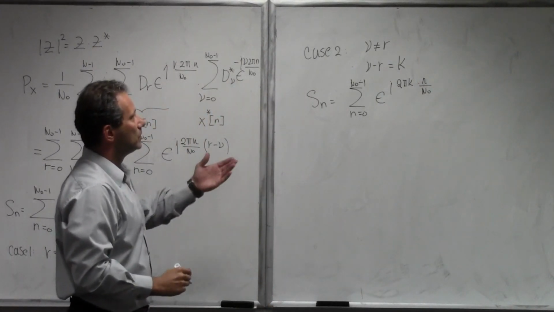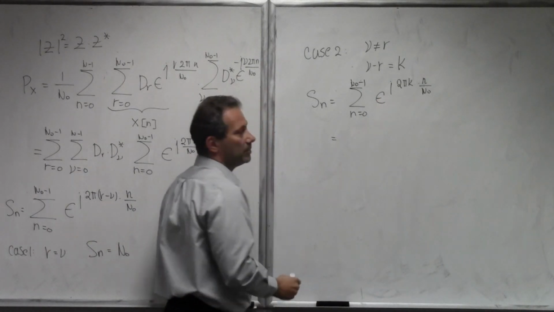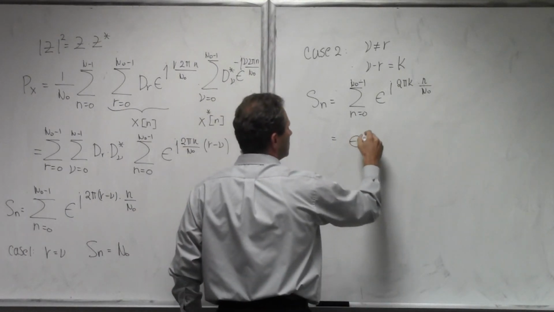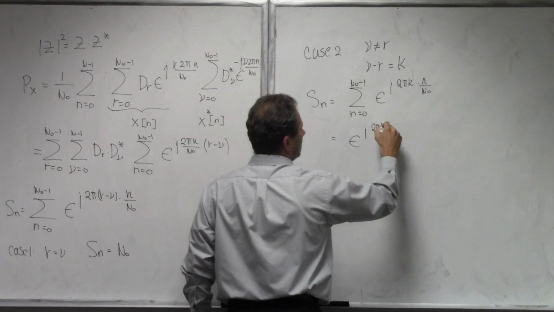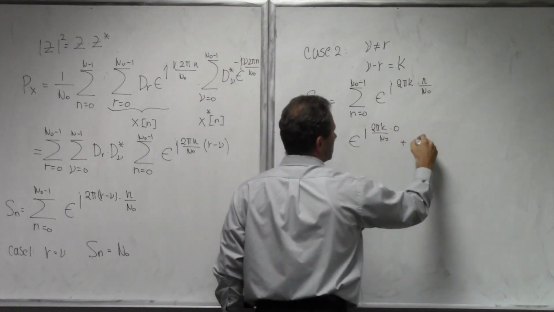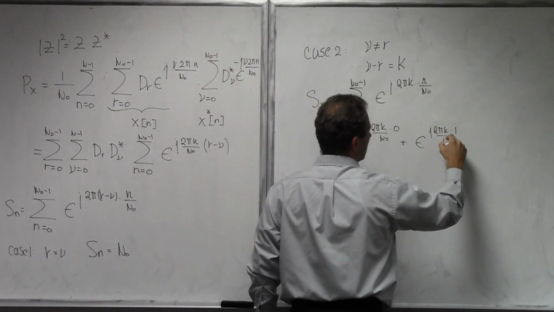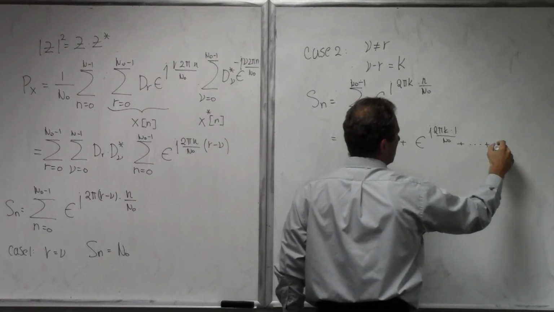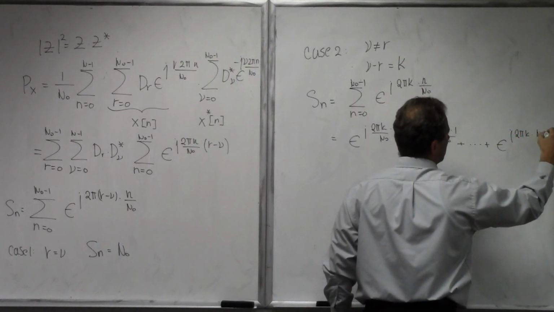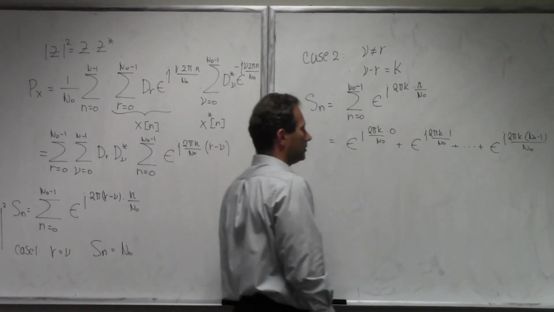The easiest way to see how this sums is to unwrap it a little bit, just so that I understand what I'm summing. So I have e to the j 2 pi k times 0 over n0, plus e to the j 2 pi k times 1 over n0, plus and so on, plus e to the j 2 pi k times n0 minus 1 over n0.